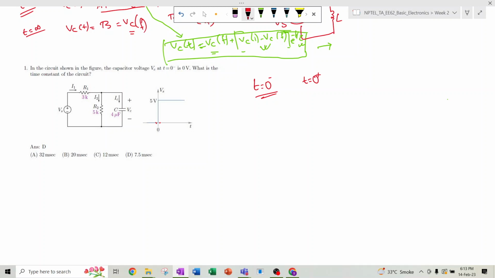So in the question it is asked, in the circuit shown in the figure, the capacitor voltage Vc at t equal to 0 minus is 0 volt, and then what is the time constant of the circuit?